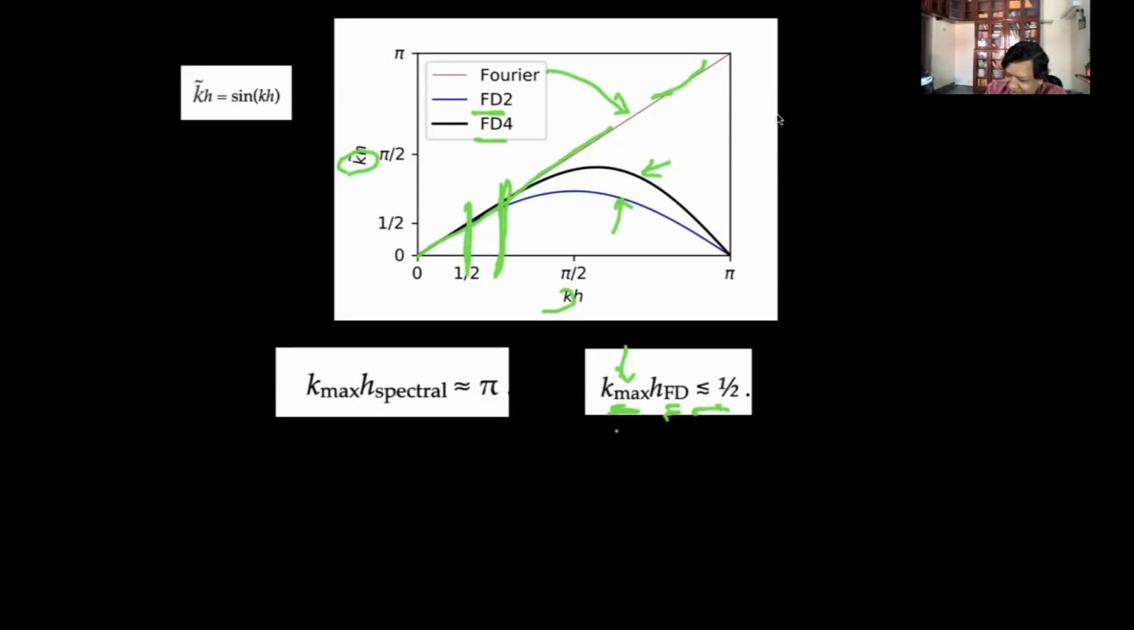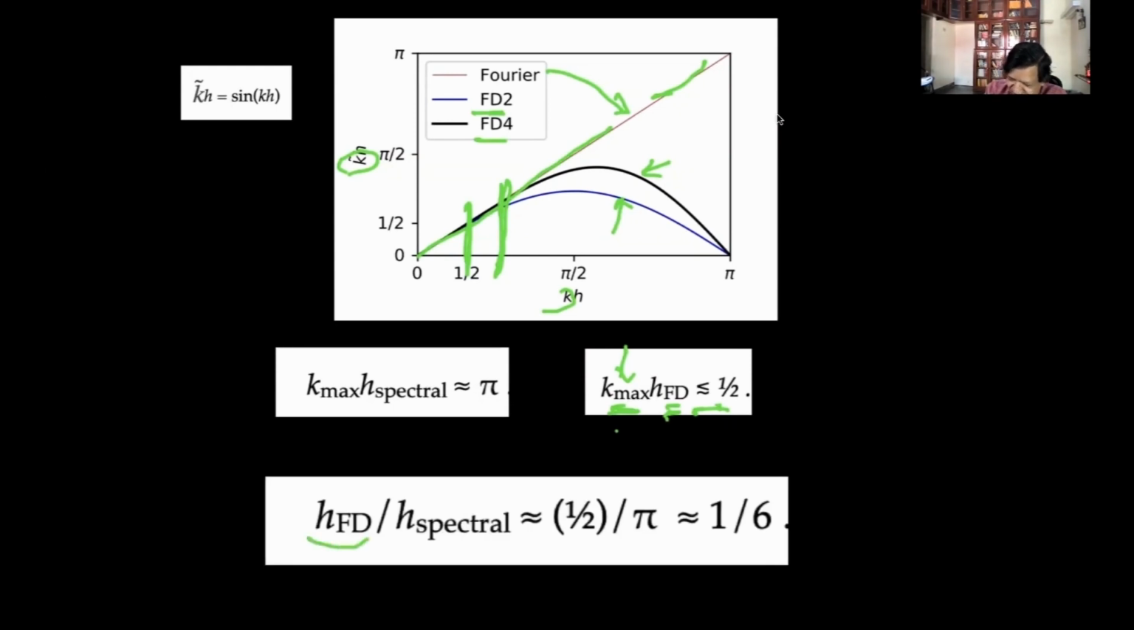So what's the ratio between the two resolutions, or dx? h_FD by h_spectral is 1 by 2 pi, it is about 1/6. So it tells a very important result. It says that the resolution for finite difference scheme, the dx, must be about 1/6, or basically 1 by 2 pi, compared to spectral. So spectral is very accurate. If I need 100 points in spectral, I need 600 points in finite difference.